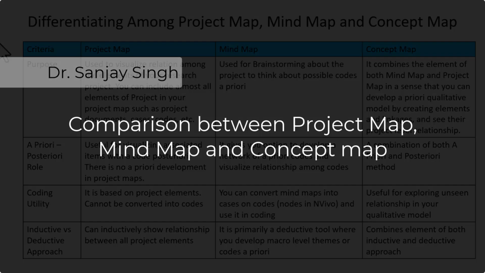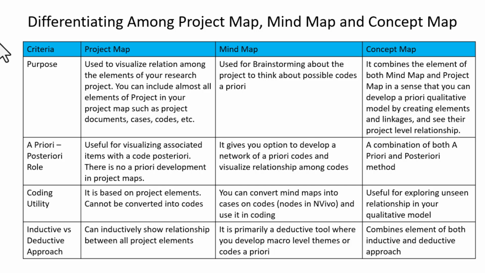Let's do a quick comparison between project maps, mind maps and concept maps in NVivo. These three kinds of maps can be compared and contrasted on certain criteria, like what purpose they serve, what is their location or position on a priori versus posterior assumptions. Third, what is their coding utility? Since we spend maximum time coding our qualitative data, what is the relationship or linkage between these three kinds of maps and the codes that we write?